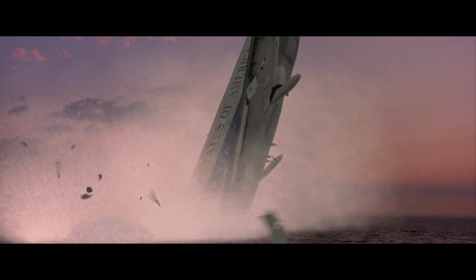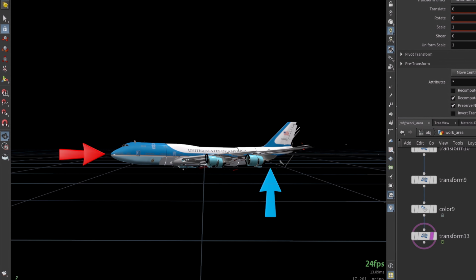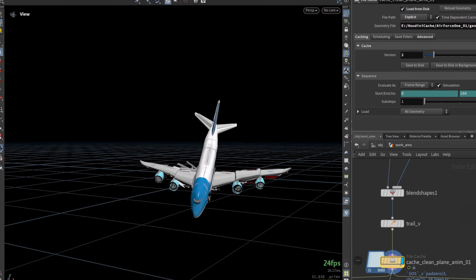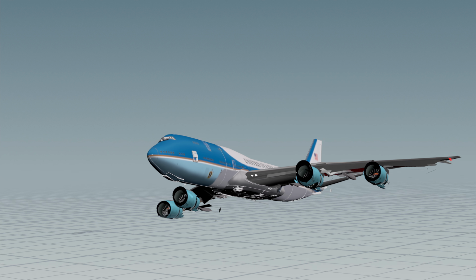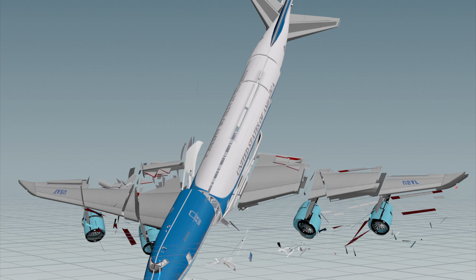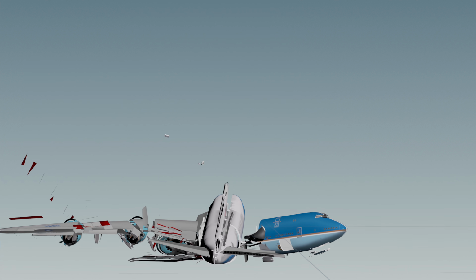For the nosedive, I added some upwards velocity to the tail of the plane, while at the same time slowing down the nose to get it to flip. I also made it break apart as it flipped. And here is the final animation. And as you can probably see, we're gonna need to do a bit of cover up with the water splashes, so let's do that next.